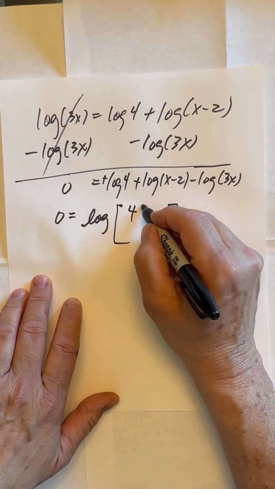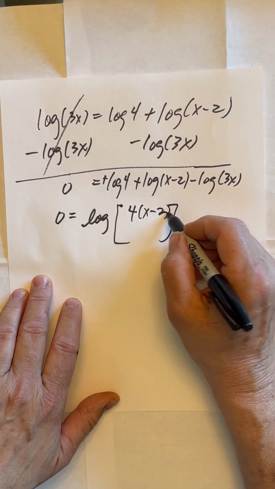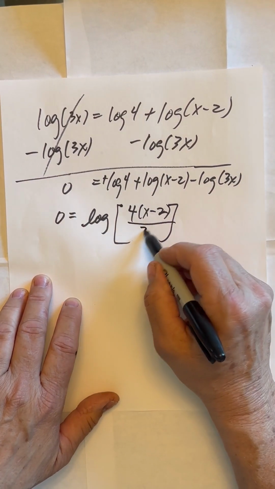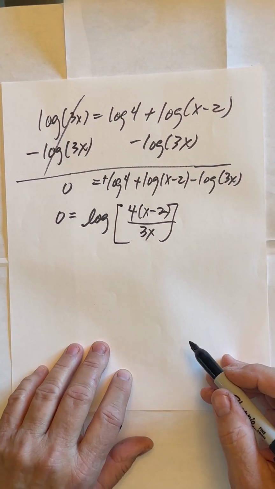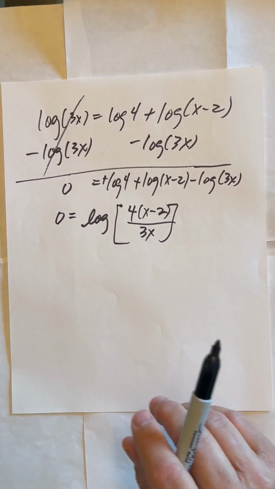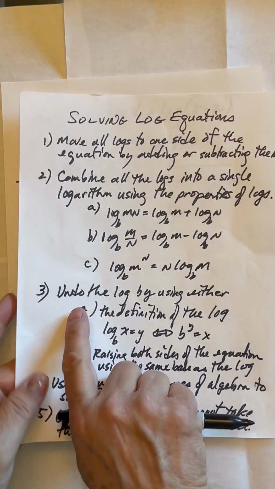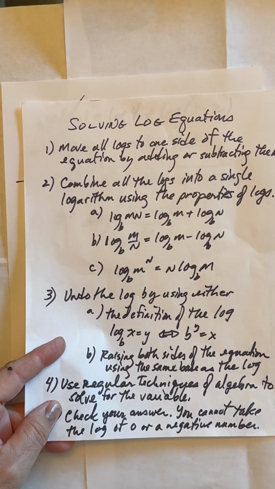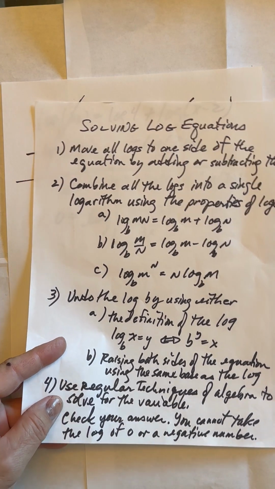Here there's a plus sign, so x minus 2 goes in the numerator. And you have a minus sign here, so 3x goes in the denominator. All right, now you're done with step 2. Now you want to undo the log, either using the definition or raising both sides of the equation.